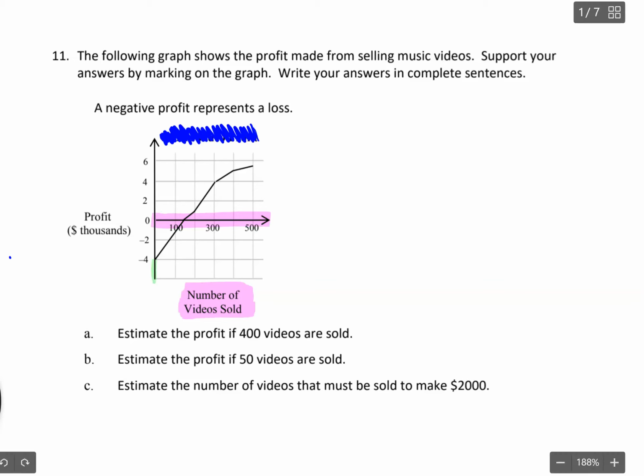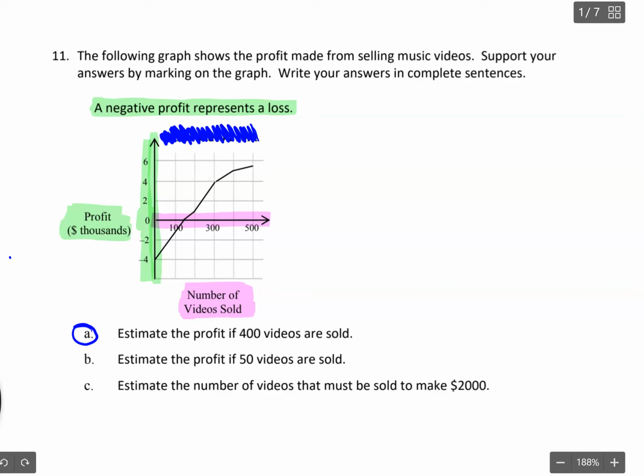Our vertical axis here is giving us information about the profit made on selling those music videos in thousands of dollars. And we're told here that a negative profit represents a loss. So that means they're losing money. These positive numbers, they're gaining money. At zero, they didn't make or lose money. They kind of broke even. And then these negative values represent money that was lost. Okay, so let's answer some questions based on reading this graph.